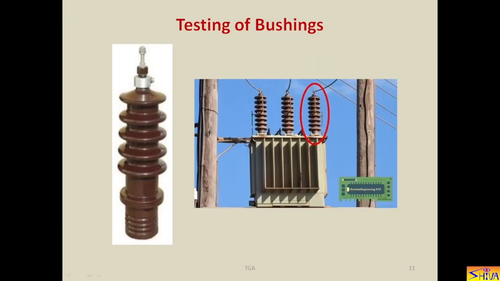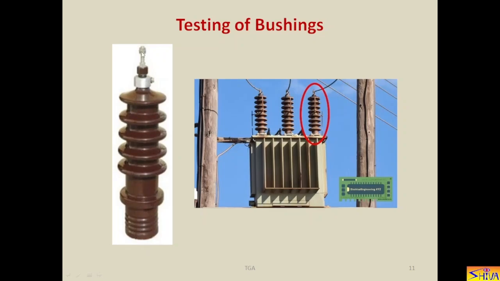Next is testing of bushings. So here I have shown a bushing. Now there is a difference between insulators and bushing. In case of insulators, the conductor is either on the top or bottom, and the earthing point through the pole or tower is connected either at the bottom or at the top. But in case of bushing, the conductor passes through it. So bushing is used to take out the connections from the electrical equipment.